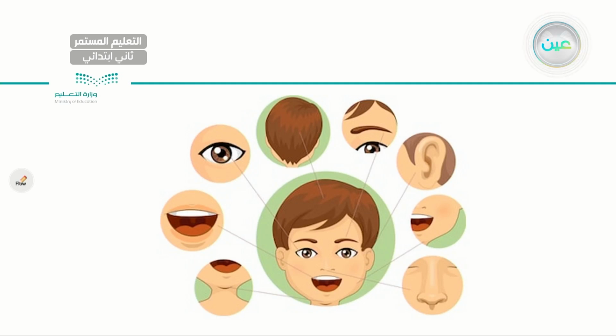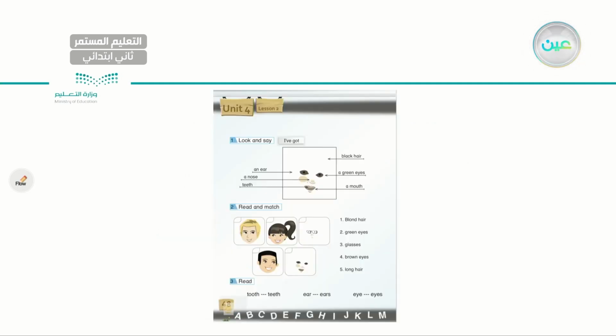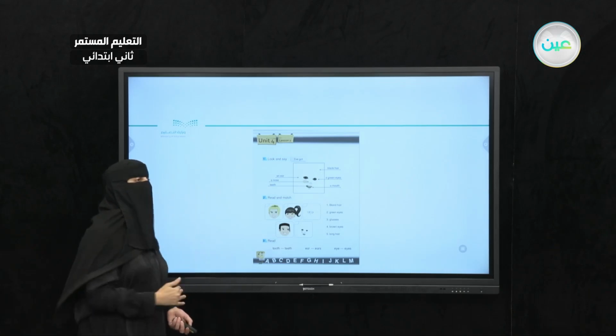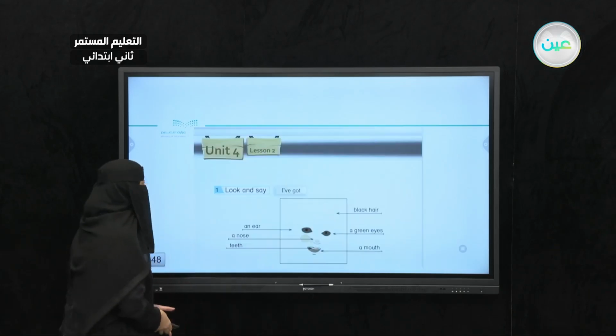Now, let's describe this boy. He has brown eyes and he has brown hair, right? If I'm going to describe this boy, I will say he has brown hair and brown eyes. Now, you have this in your book at page 48. I need you to open this. Remember, we will be talking only about the facial parts. So let's start with the upper part and then go down to the lower part.